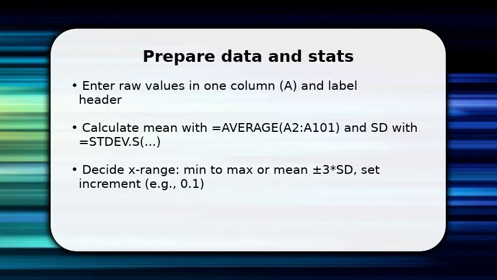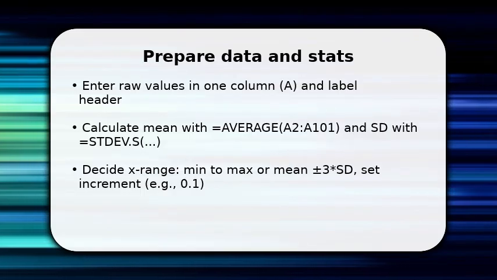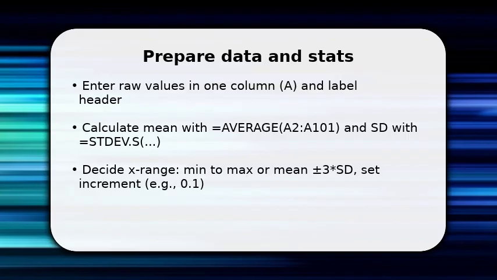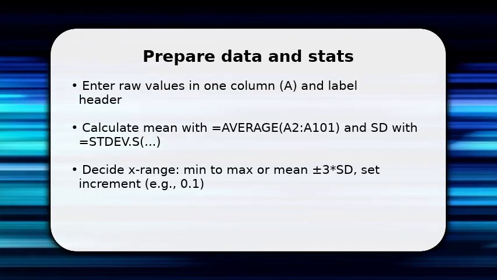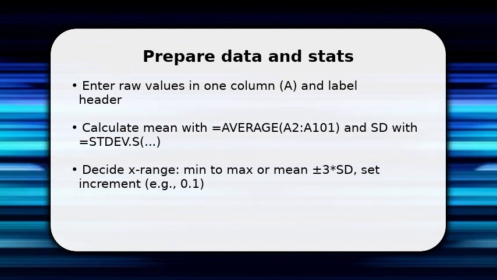You already have data, and you need the two summary numbers now. First, place values in a single column and compute the mean using =AVERAGE(range), and the standard deviation using =STDEV.S(range). Once done, pick an X range, either the full data min/max or mean plus and minus 3 times the SD. Create a column for X values starting at the lower bound and increment by a fixed step like 0.1. These steps prepare the X cells to compute the normal density next.